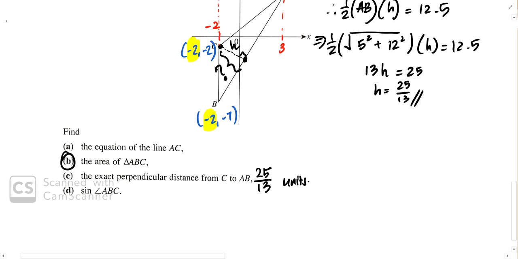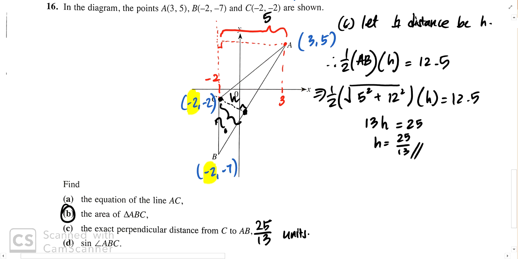And finally, to find sine of angle ABC, angle ABC is found here. We don't have to evaluate the angle first. So for part D, sine ABC is the opposite side, which we know is 5 units, divided by the hypotenuse, which we found in part C. That's the length of AB, which is 13. And that's the answer.